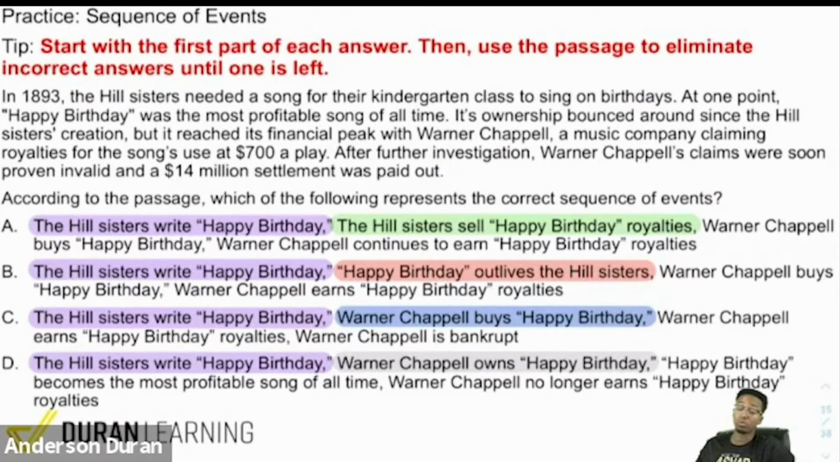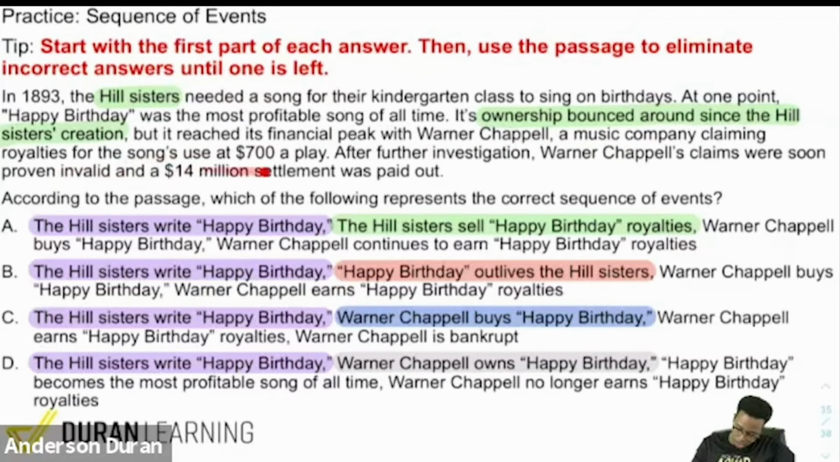Whew, that's some drama. But let's go ahead and get back to the action here. We want to know whether the Hill sisters sold it for royalties. Everybody, did they sell it for royalties? Can we find here anywhere where it says the Hill sisters sold it? Let me see. Hill sisters, at one point, most profitable song of all time. Ownership bounced around since the creation.